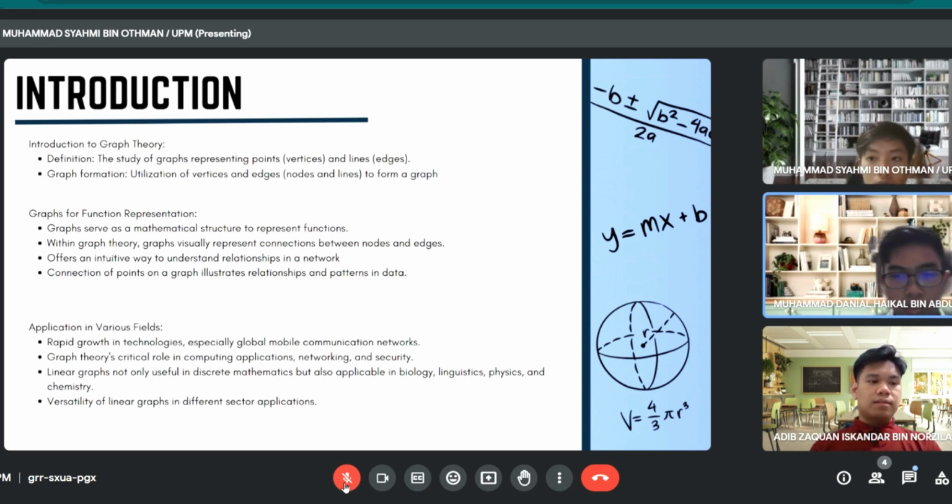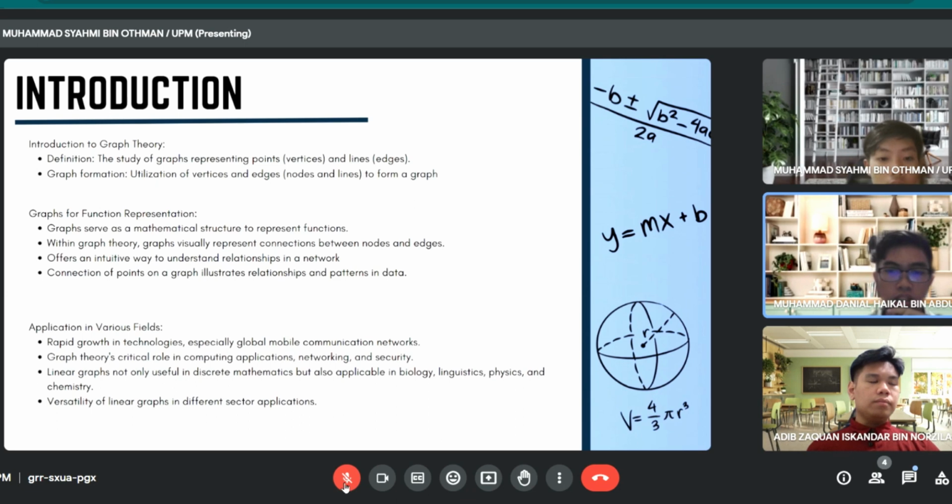Within the field of graph theory, graphs are frequently utilized as a means of visually representing a collection of elements that are related to one another in a variety of different ways. Within the framework of graph theory, it is possible to create a visual representation of the connections that exist between the nodes and the edges to illustrate the relationships and patterns in data.